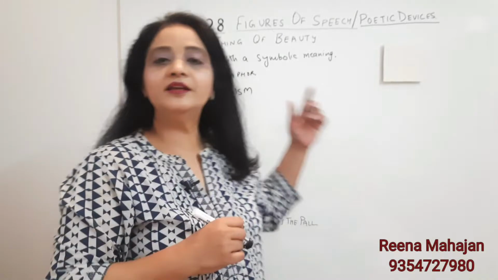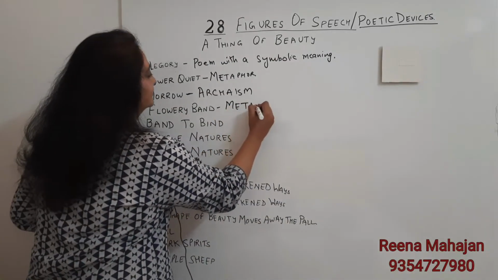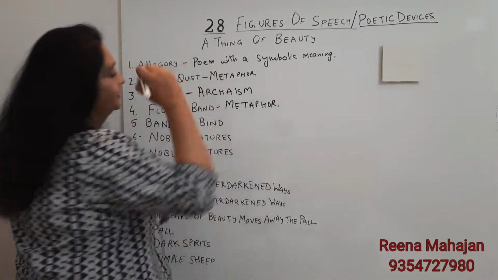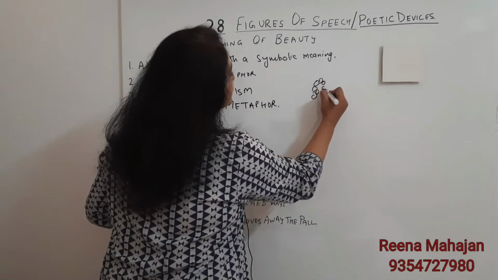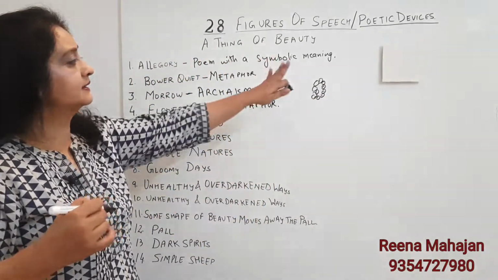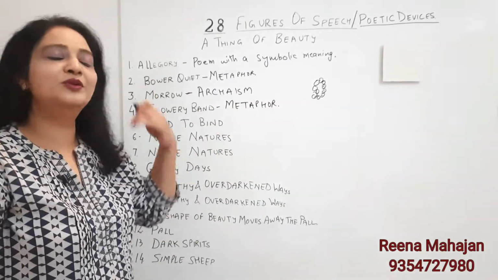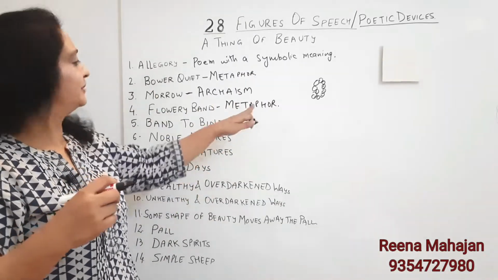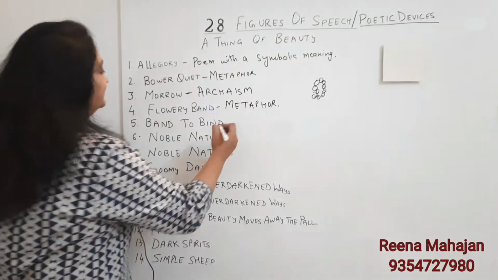Flowery band. Flowery band is metaphor. Why? Because the poet has compared all the beautiful things in nature, all our beautiful memories, to a garland or a flowery band. So it is a metaphor here.